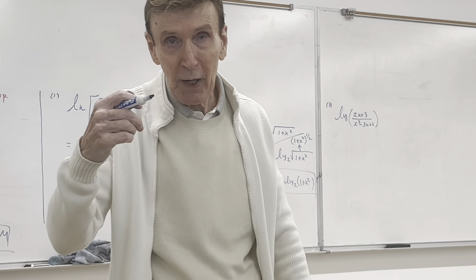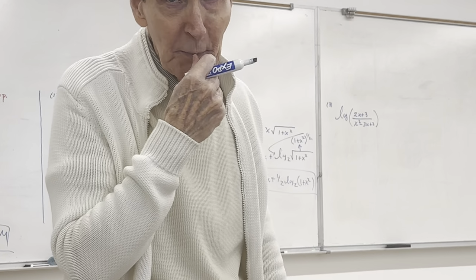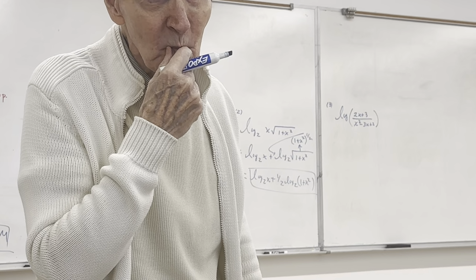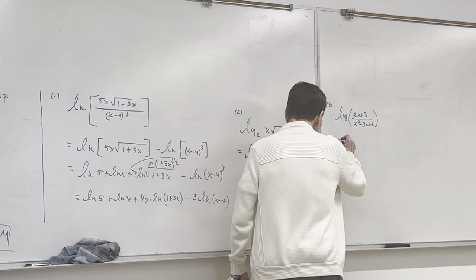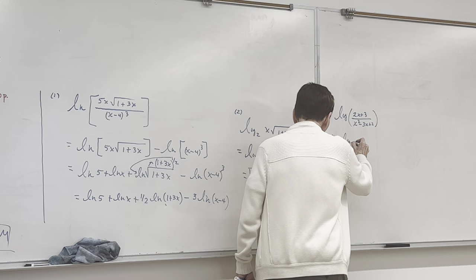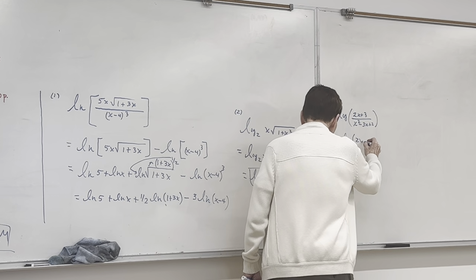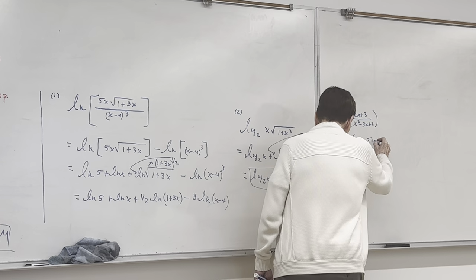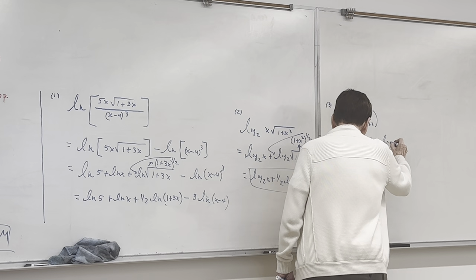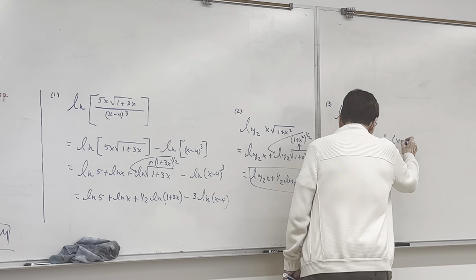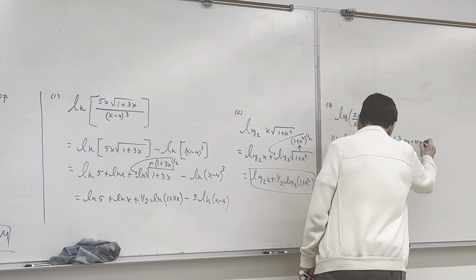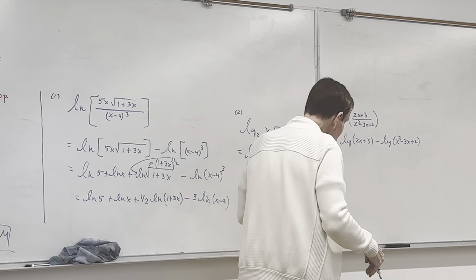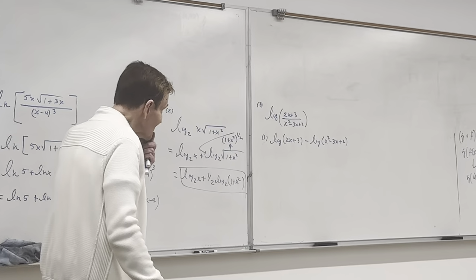Now, which of the three properties presented to me should I start out with? Quotient. So if I split this up by using the quotient property, this becomes log of 2x plus 3 as she gave me, and subtract from that log of x squared minus 3x plus 2. Now I brought this in for a reason. By the way, if that base is missing, that's understood to be a common log, base 10.